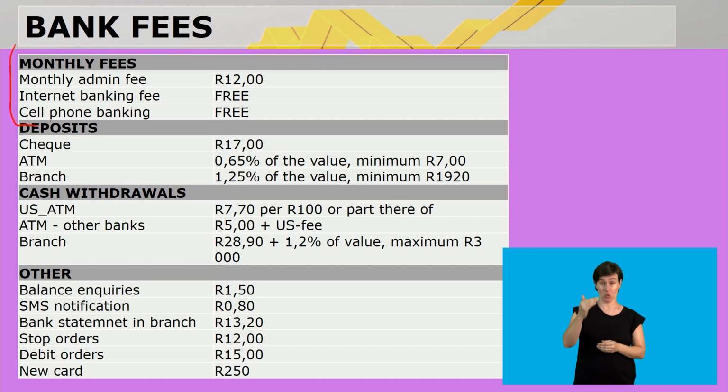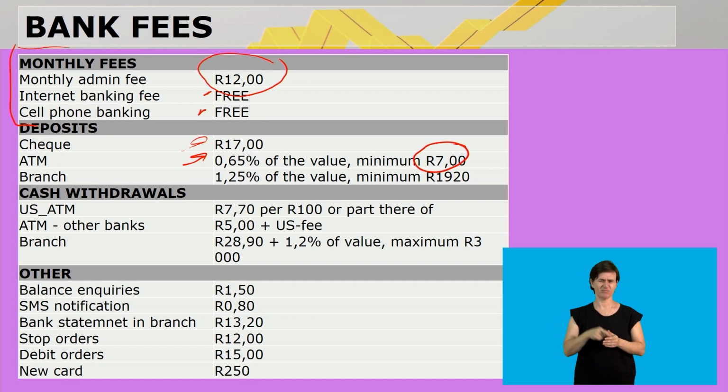First, they will show you the monthly fees. Here we can see that there's a monthly admin fee of 12 Rand. Internet banking will be free, as well as cell phone banking. Then when it gets to deposits, remember, deposits is going into your account. If you have a check deposit, it will cost you 17 Rand per check. If you deposit money at the ATM, it will cost you 0.65% of the value, a minimum of 7 Rand.